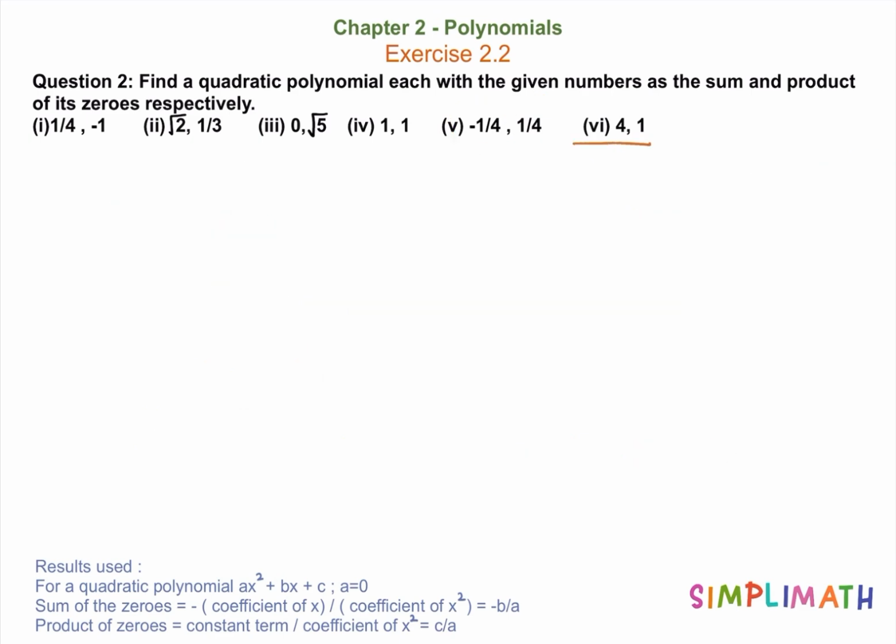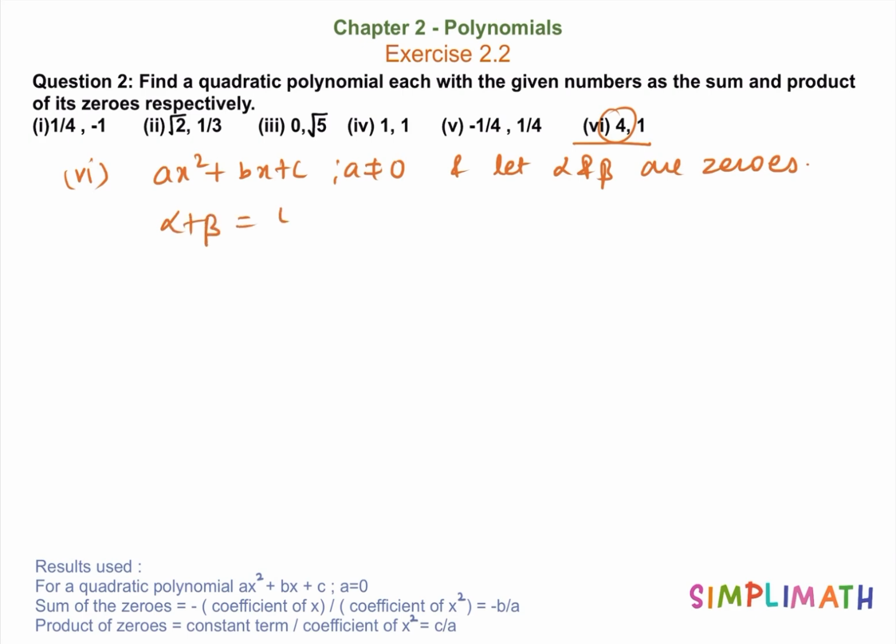Now let's come to the last part of the question. Again, we will assume the quadratic polynomial to be ax square plus bx plus c, where a is not equal to 0, and we will assume that alpha and beta are the zeros of this polynomial, right? So we are given alpha plus beta equals 4, and alpha beta equals 1. So I can write this as 4 by 1 and I can write this as 1 by 1. Alright. Now I know that alpha plus beta equals minus b by a and alpha beta equals c by a from here.